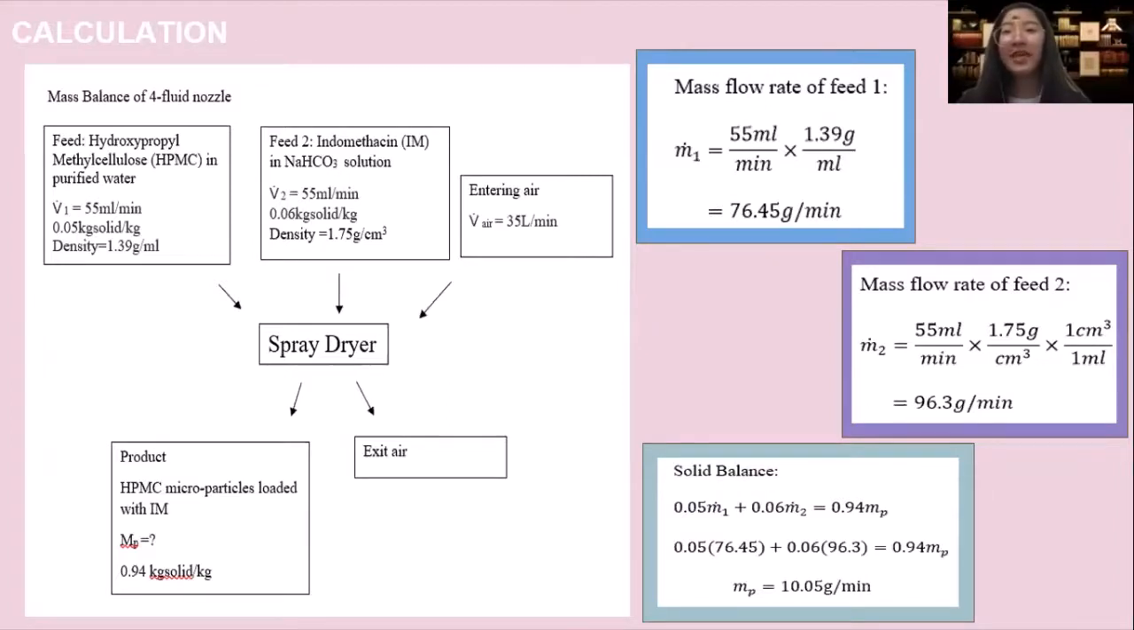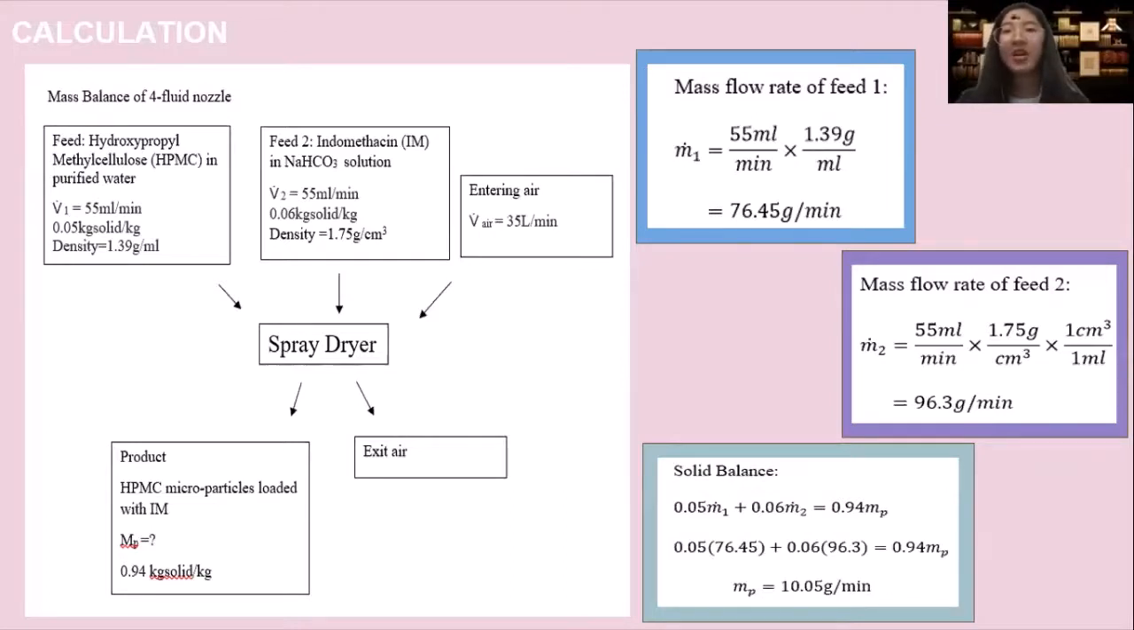The main difference of the 4 fluid nozzle from the 2 fluid nozzle is that the 4 fluid nozzle has one more inlet than the 2 fluid nozzle. So we have a total of 3 inlets. After we calculate the solid balance, we get NP equal to 10.05 gram per minute. This is much higher than the 2 fluid nozzle.